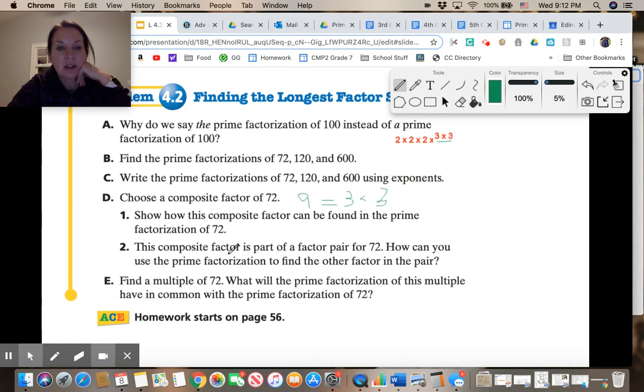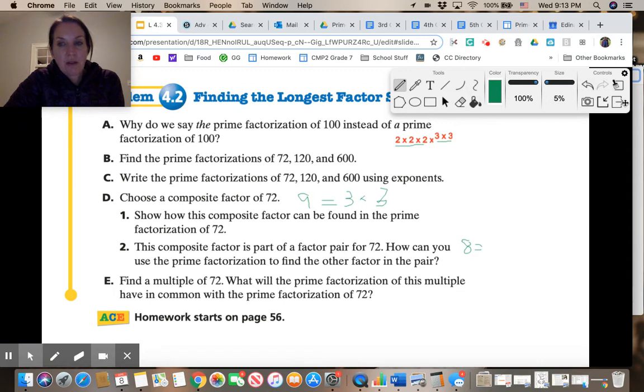Now for D2, this composite factor is a part of a factor pair for 72. How can you use the prime factorization to find the other factor in the pair? So 9 times 8 equals 72, right? So 8 was the other factor in the pair. And how do we find that in our original prime factorization? Well, 2 times 2 times 2 is 8. So if you find one factor, you can use the prime factorization to find the other factor.